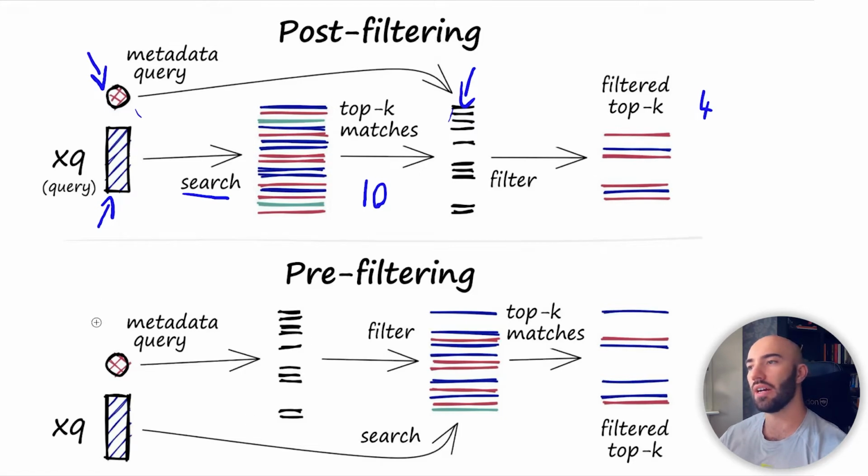So we have our metadata query over here. We use that to create a filter over here. We then apply that to our full vector index over here, and that leaves us with so many of our vectors. And then what we do is we search based on that. But because we are not searching through the full data set, we can't do approximate nearest neighbor search. So we have to do an exhaustive search at this point.